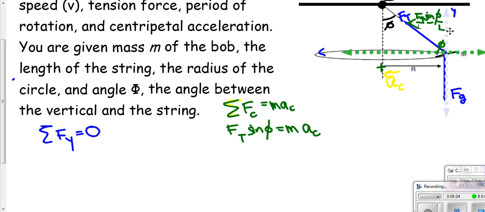Now let's sum up the forces in the y direction. If this is phi and this is the force of tension, F_T, there is a component here opposite the direction of gravity. This would be F_T times cosine. If we sum up our forces, I'm going to say up is positive. In the y direction, we have F_T sine of phi. Excuse me, cosine.